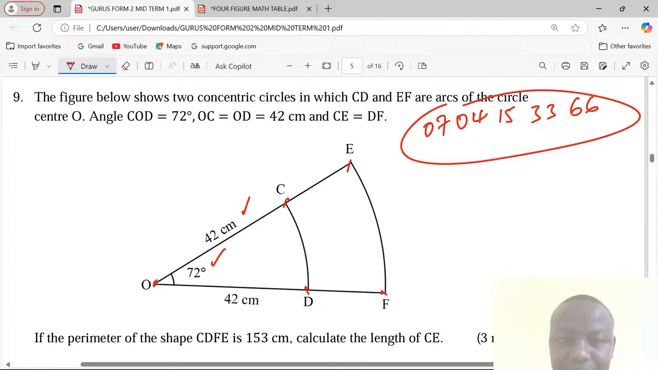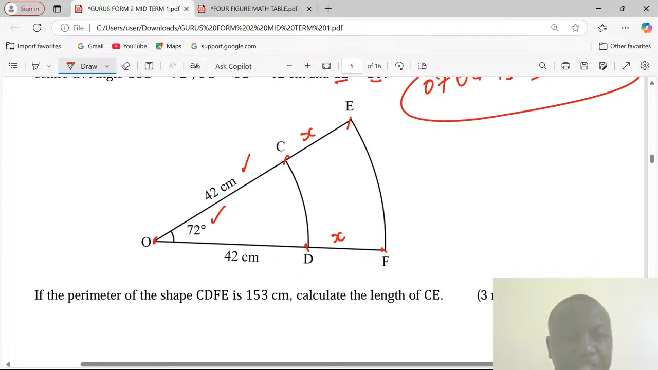Then we have the lengths from C to E and D to F are equal. If we let this one be X, this one will also be X. So they are equal. Let's proceed.